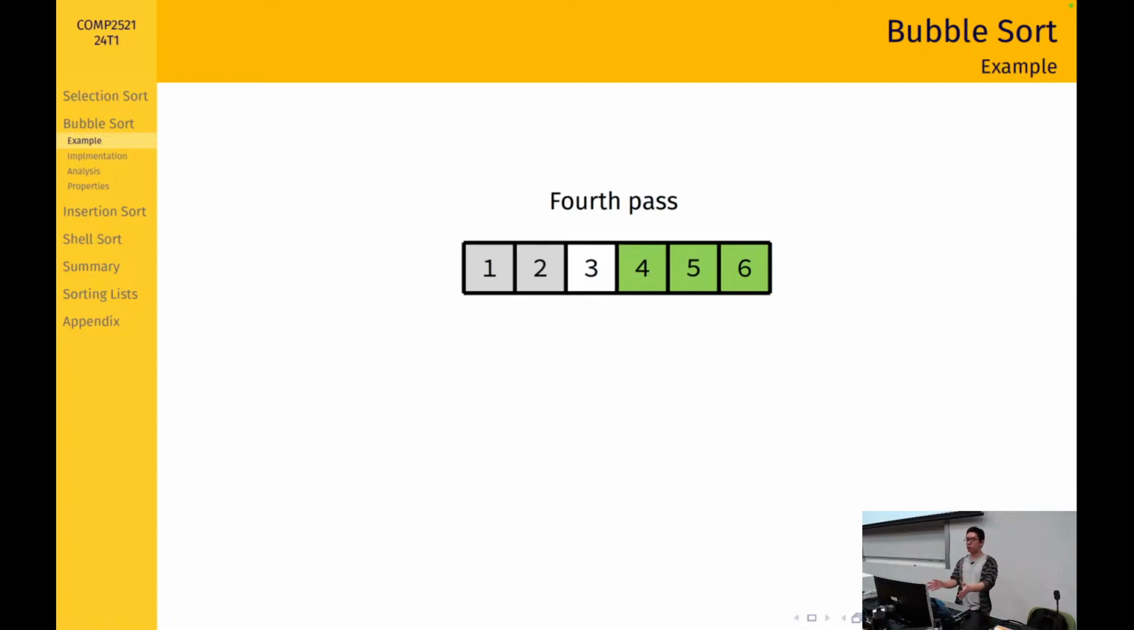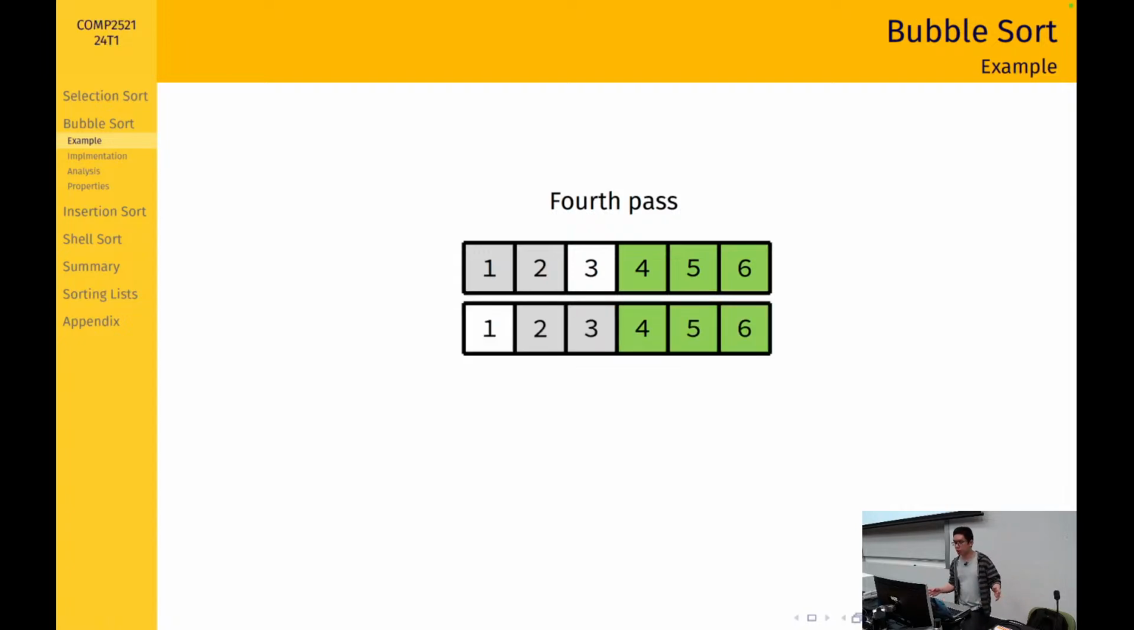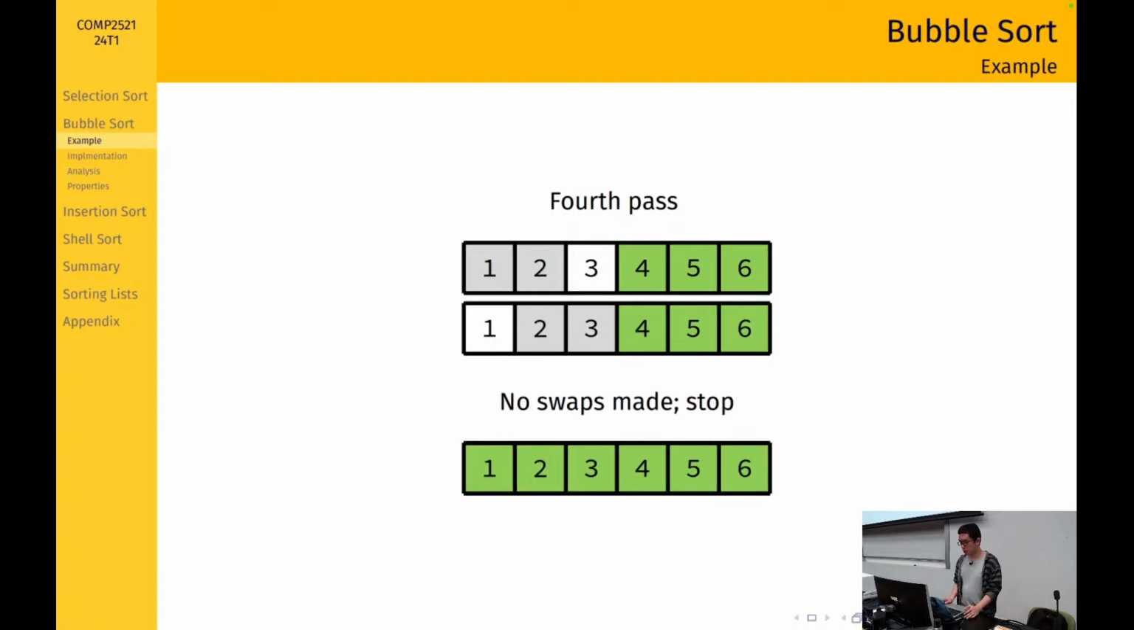Right, so here's the fourth pass. Right, we compare 1 and 2. Those are not out of order, so we don't swap them. We compare 2 and 3. Those are not out of order. And we're done with the fourth pass. Right? And since we haven't made any swaps during the fourth pass, we're done. Right? So now we know that the entire array is ordered. Okay?